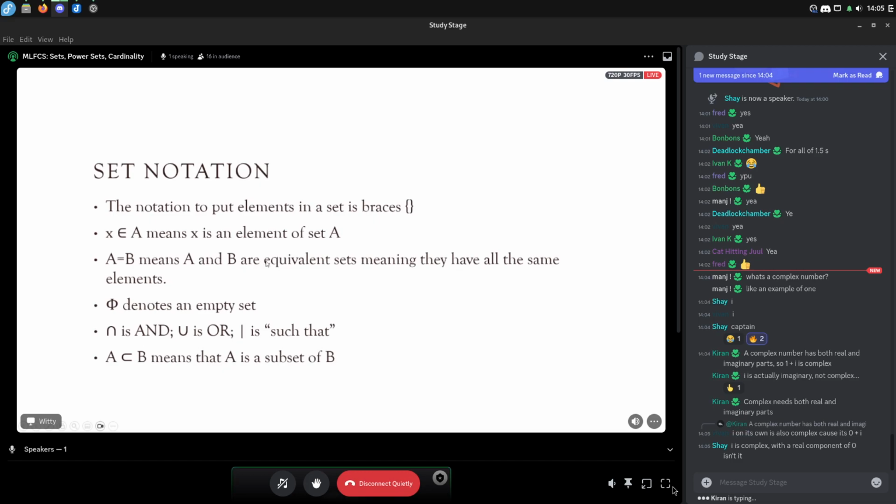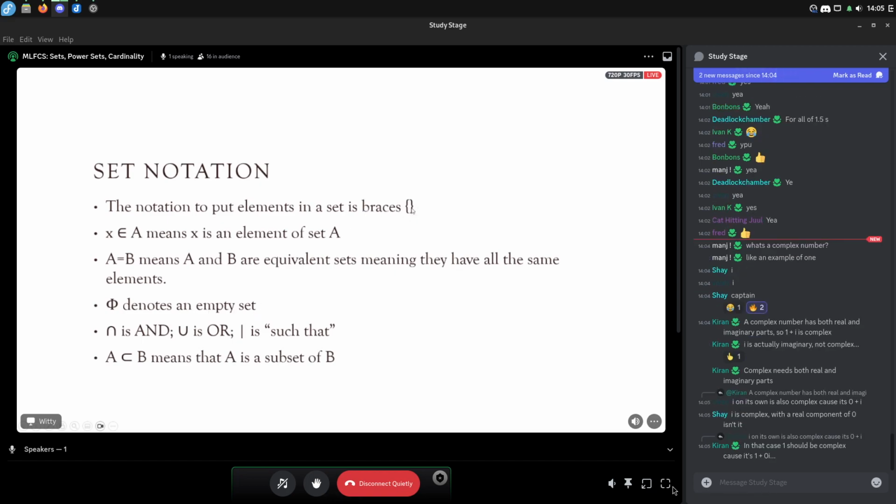By the way, the things inside the set are called elements, in case I didn't make that clear earlier. If you have two sets and you write A equals B, that means that A and B are equivalent sets, meaning they have all the same elements. This symbol here is called phi, and it denotes an empty set. So if a set, like the one at the top where I didn't put anything inside it, has no elements inside, you can represent it with phi, which is an empty set.